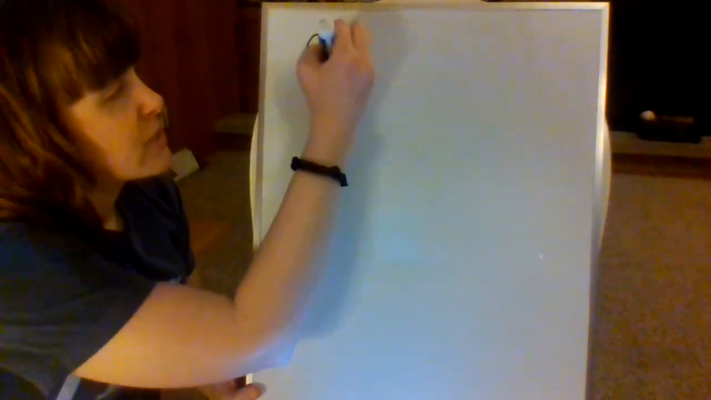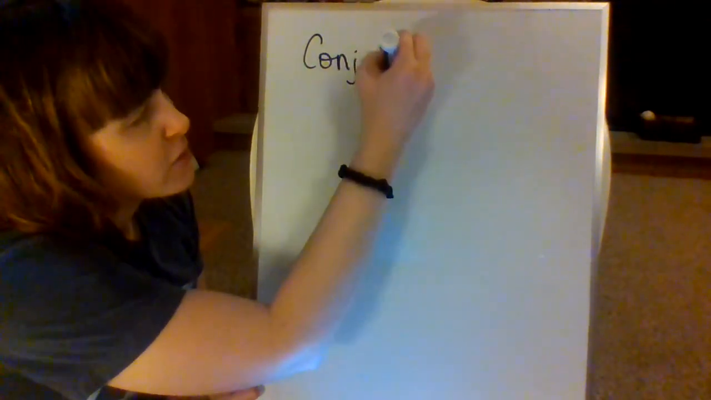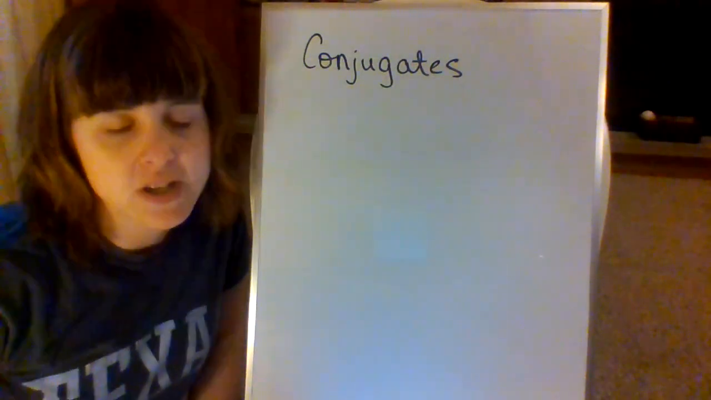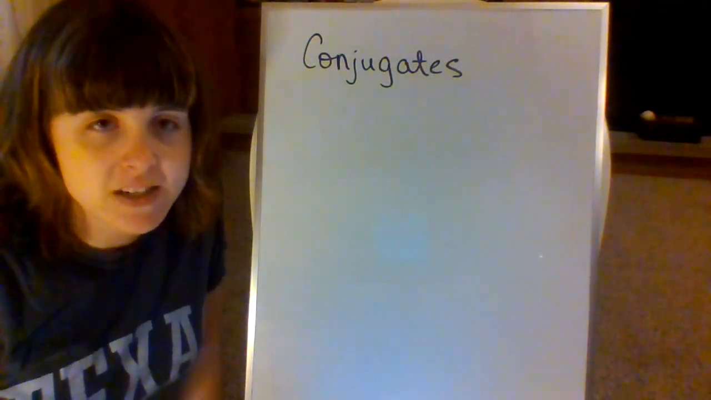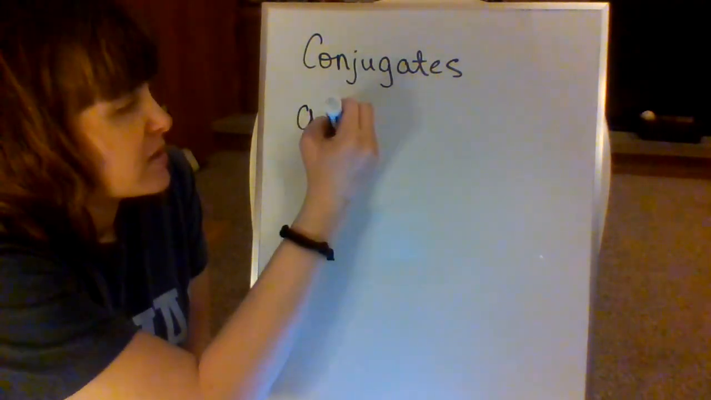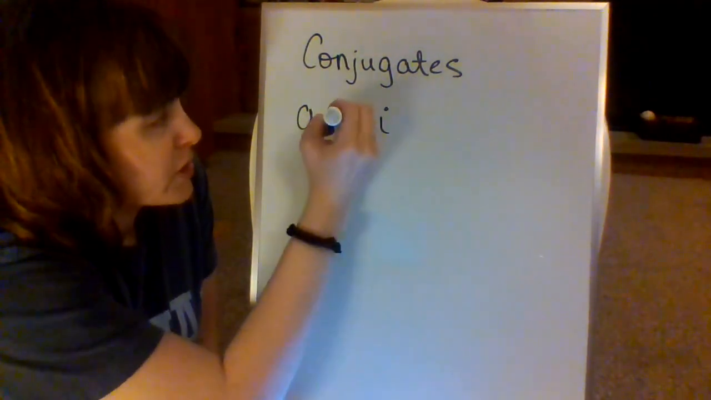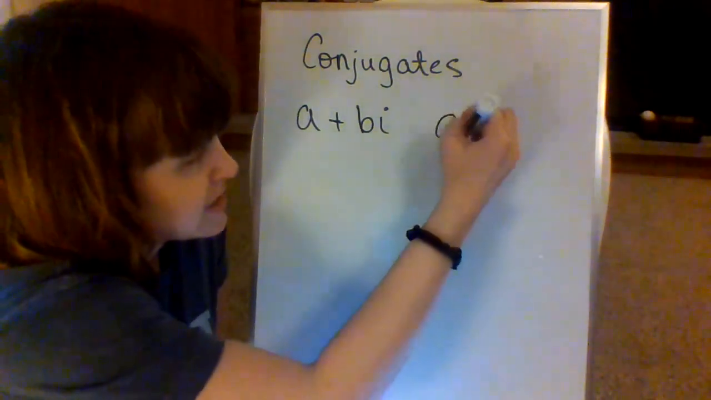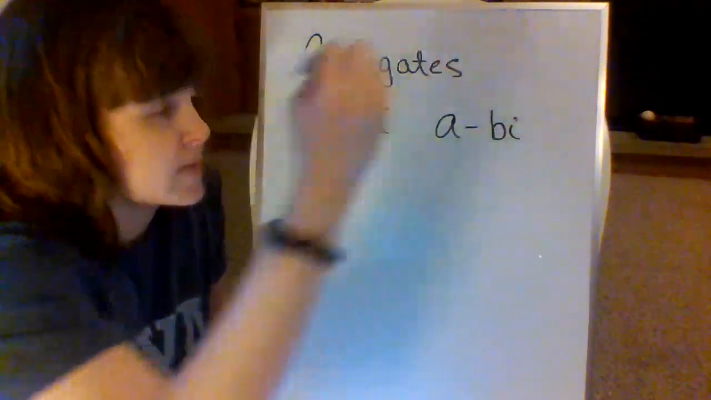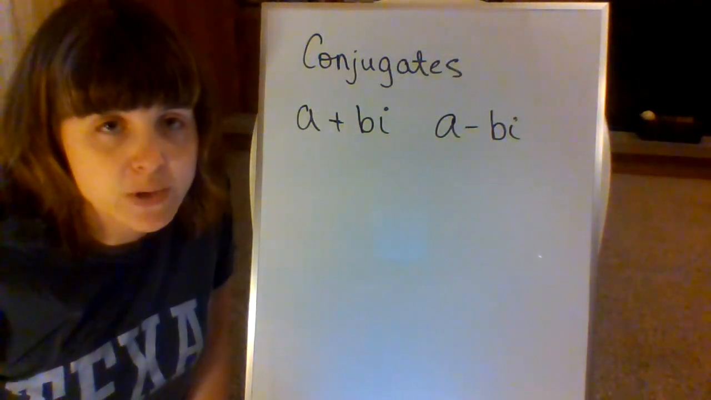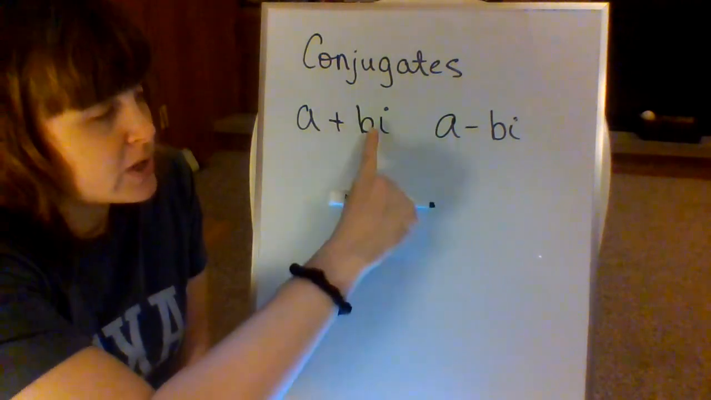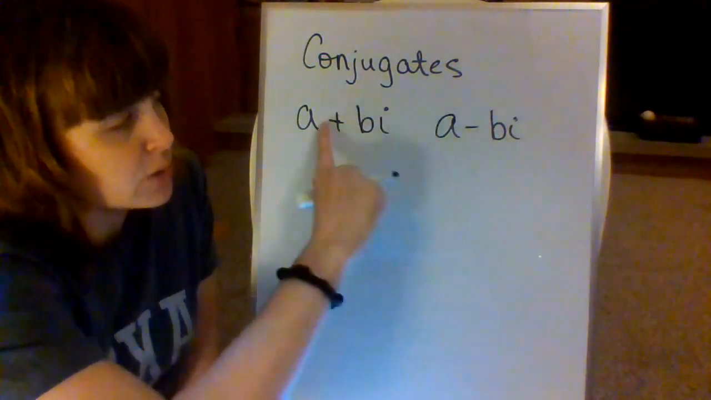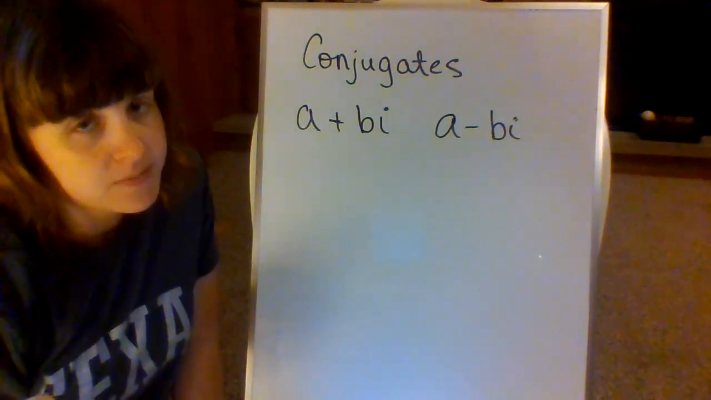To divide complex numbers, it's important that you know what conjugates are in the math world. So conjugate is going to be, this is the generic description. If you're given this complex number, a plus bi, its conjugate is a minus bi. So in complex numbers, conjugates, the real part and the imaginary part are the same. The only difference is the symbol in the middle is the opposite.